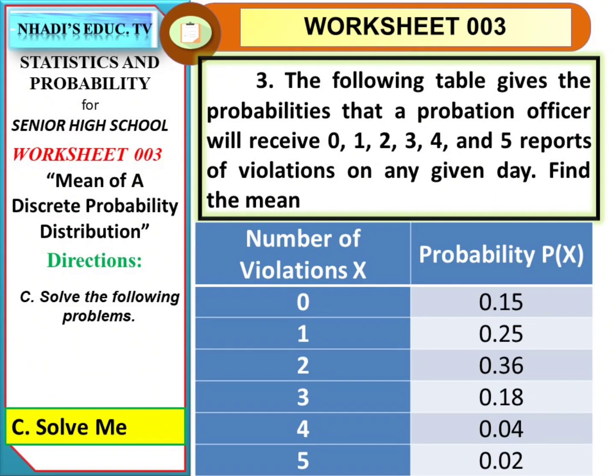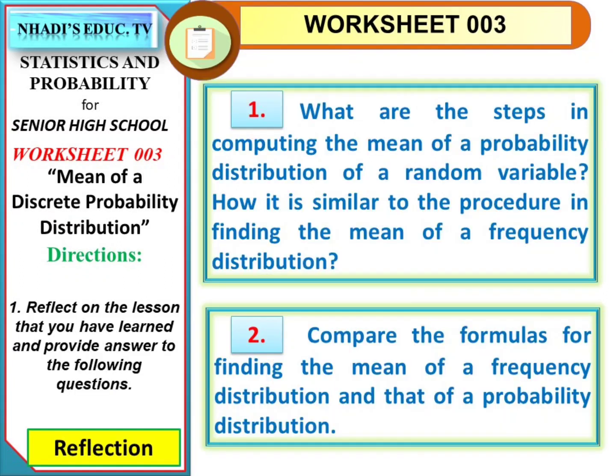And for number 3, the following table gives the probabilities that a probation officer will receive 0, 1, 2, 3, 4, and 5 reports of violations on any given day. Find the mean. Again, we have here the table of the random variables and the probability. For this part, reflection, directions. Reflect on the lesson that you have learned and provide answers to the following questions.